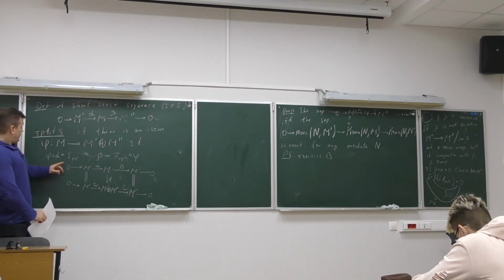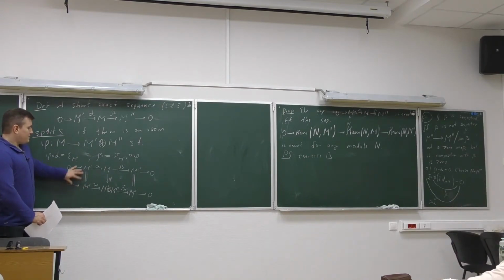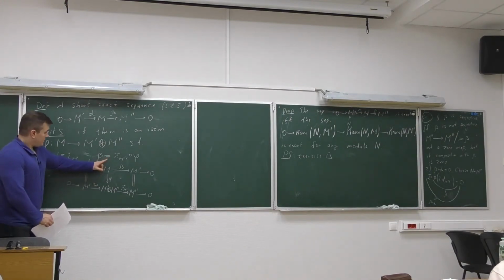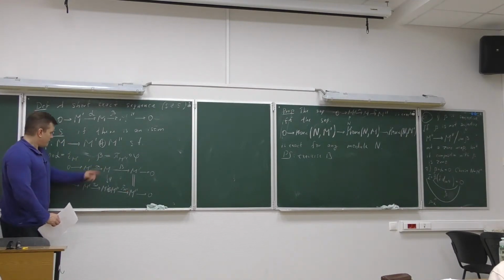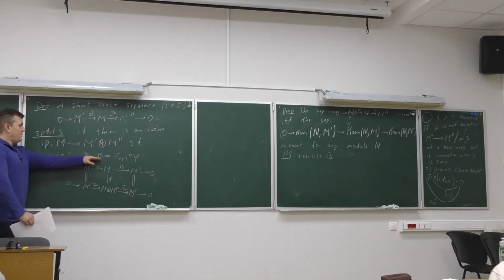So I see that if I take the composition of alpha and phi, well, because this is just the identity, it's not really a square, it's kind of like a triangle. So this composition is the iota m prime, and the composition of the phi and the projection is exactly beta. So it looks like these two conditions are correct.